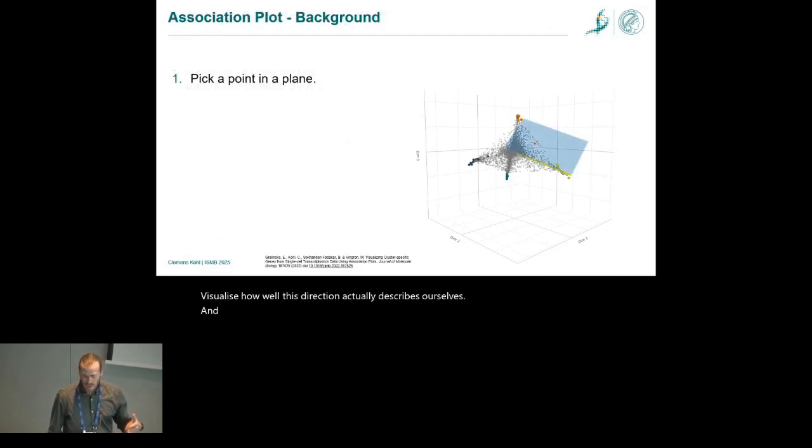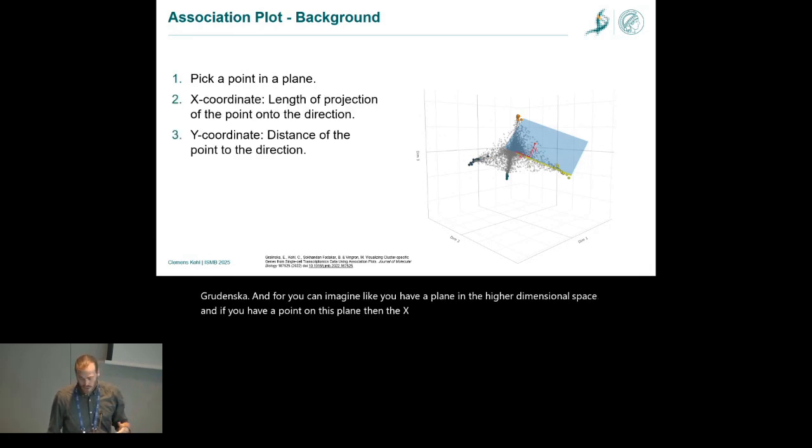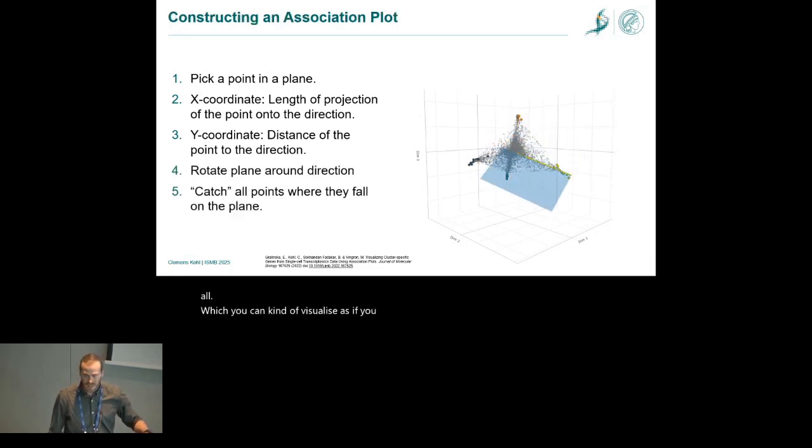For this, we can use these association plots, which have been originally introduced by Ella Grolinska. You can imagine you have a plane in the higher dimensional space. If you have a point on this plane, then the x-coordinate in the association plot is simply the length of the projection of the point onto the direction, and the y-coordinate is the distance of the point to the direction. Of course, we don't do this just for one point, but for all points, which you can visualize as rotating this plane around the direction and recording where the points fall on it.